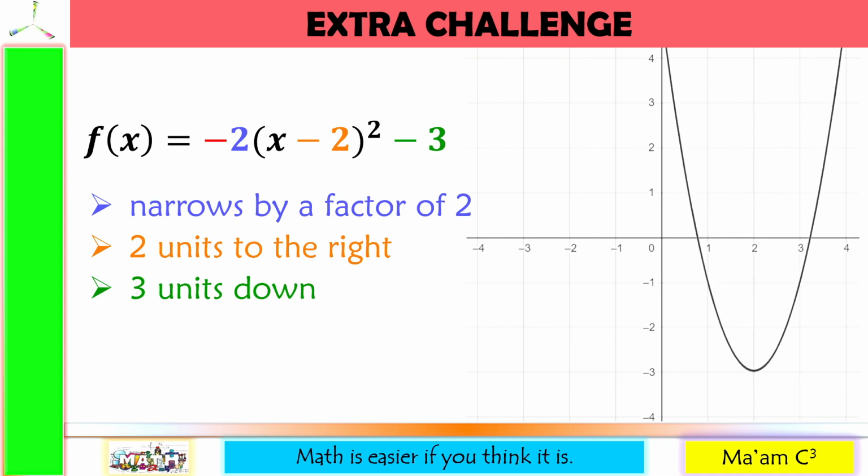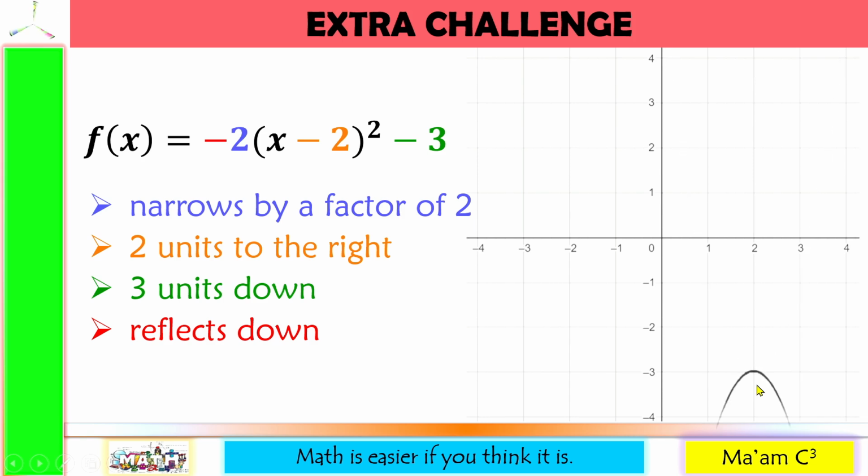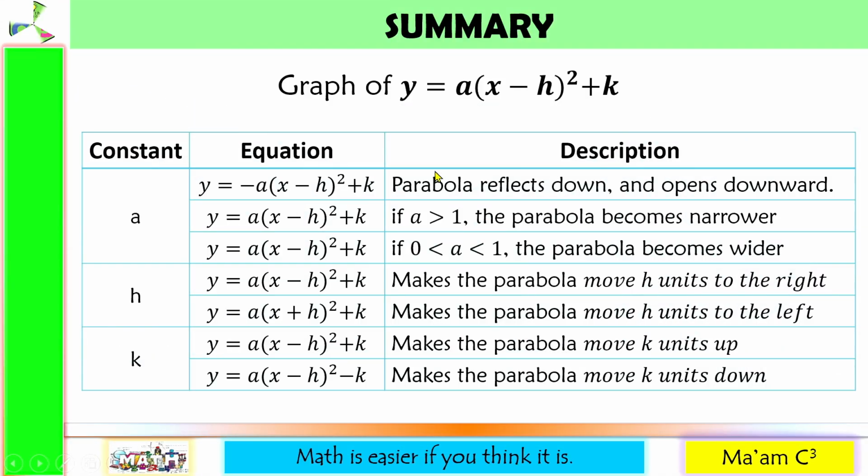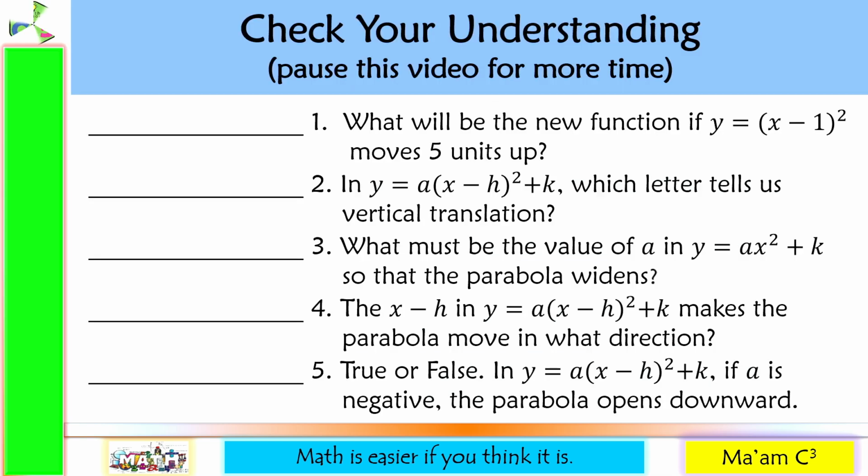There you have it. And because of negative here, our parabola will reflect down. So let us reflect our parabola down. That's it. This is now the graph of f of x equals negative 2 times the quantity x minus 2 squared minus 3. For the summary, here are the things that we discussed in this lesson. Take time to understand this. Now, it is time to check your understanding. Pause this video for more time.